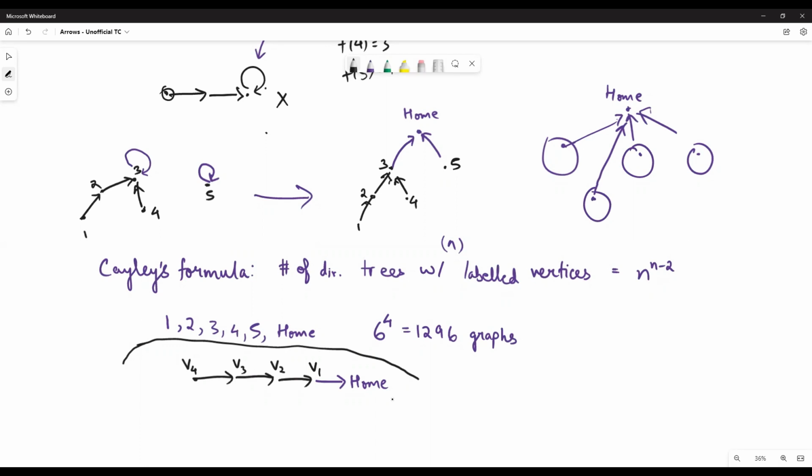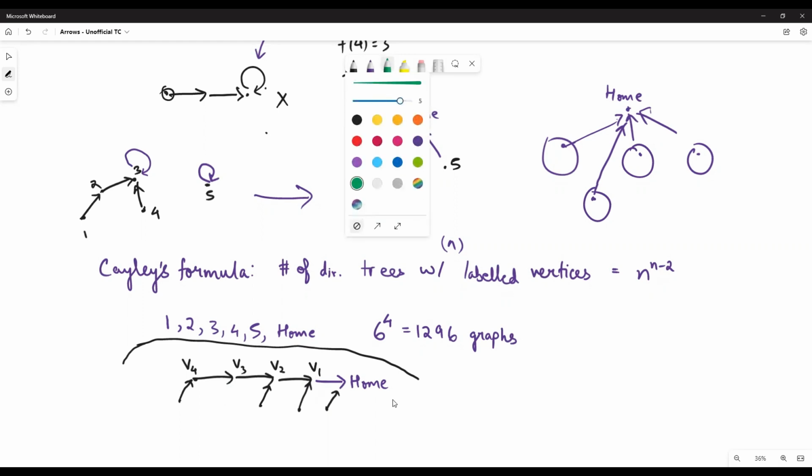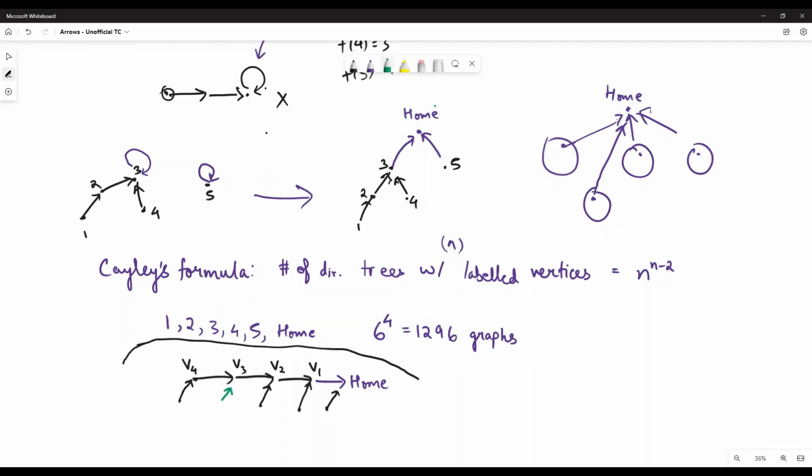We can characterize these graphs as 5 cases, right? The fifth vertex going to the home, fifth vertex going to V1, fifth vertex going to V2, and the fifth vertex going to V3. And the last case, fifth vertex going to V4. I'll mark this case with the green pen. You'll see why. In any of the cases, it's still a tree.